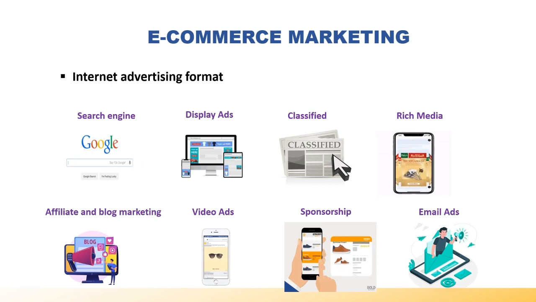Classified is a form of advertising particularly common in newspapers, online, and other periodicals, which may be sold or distributed free of charge. Rich media. It is interactive ads that include multimedia features such as video, audio, animation, as well as traditional elements like text and images. Affiliate and blog marketing. It is an online marketing channel in which an advertiser pays a blogger to promote products or services on the blogger's site. Video ads. Video ads is the use of video content to sell products or services. It is one of the most effective forms of advertisement as moving images are easier for customers to recall than static images or text.